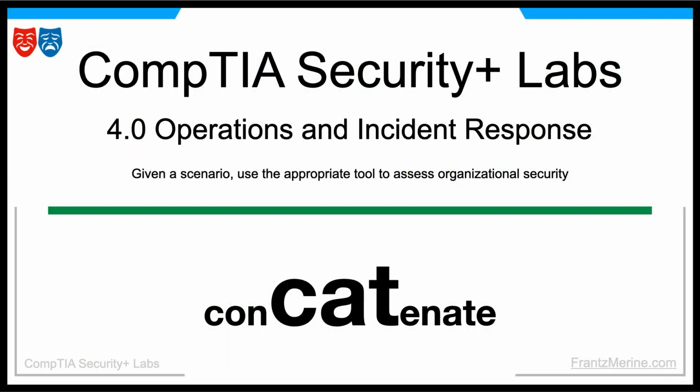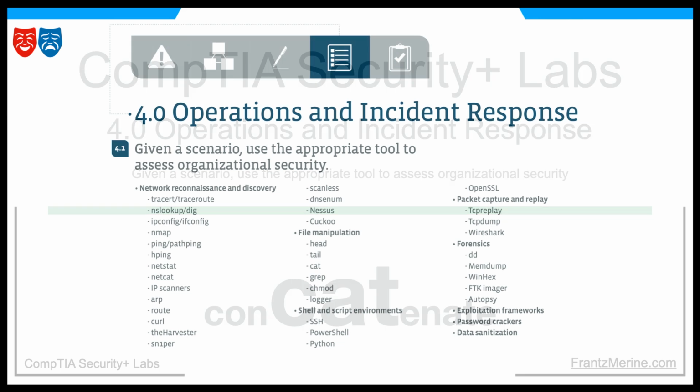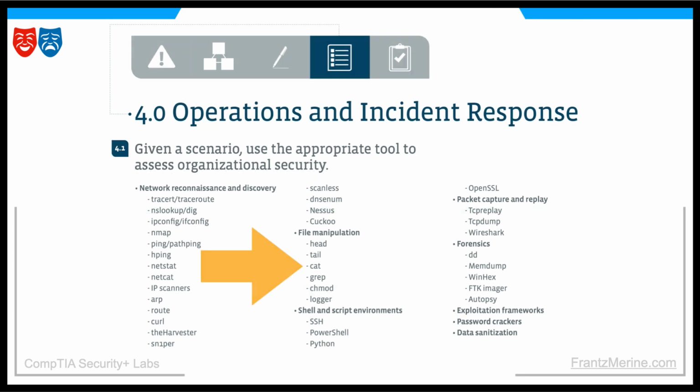In this lesson, we will use the CAT utility to assess organizational security. We are in the CAT portion of the video series. This lesson is part of a video series that prepares you for the hands-on portion of the CompTIA Security Plus exam and is designed to give you hands-on experience with the operations and incident response section of the exam.